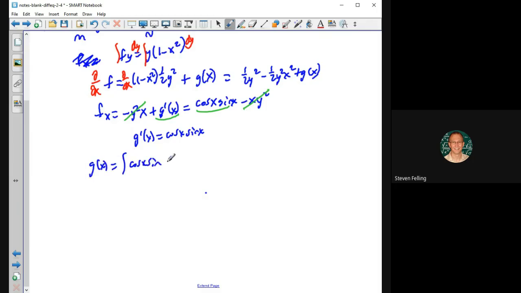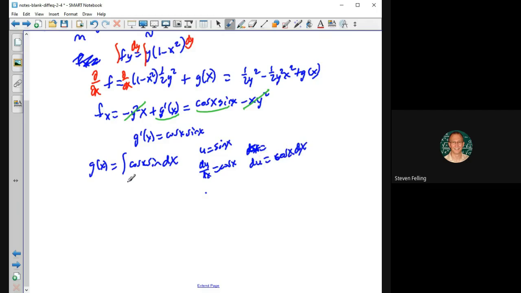That's not going to be too bad though, because if I do a u substitution and I pick that u is sin x, then du/dx would be cos x, and therefore du would be cos x dx.